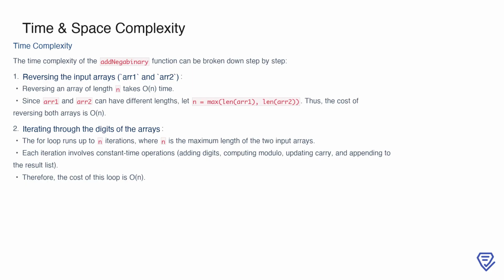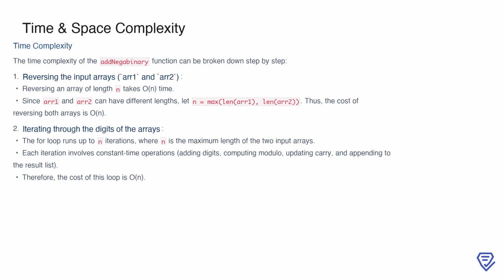In this problem, the time complexity of the addNegabinary function can be broken into several steps. First, we start with reversing the input arrays ARR1 and ARR2. Reversing an array of length n takes O(n) time. Since the two arrays can have different lengths, we define n as the maximum of their lengths, so reversing both arrays costs O(n). Next, we iterate through the digits of the arrays.